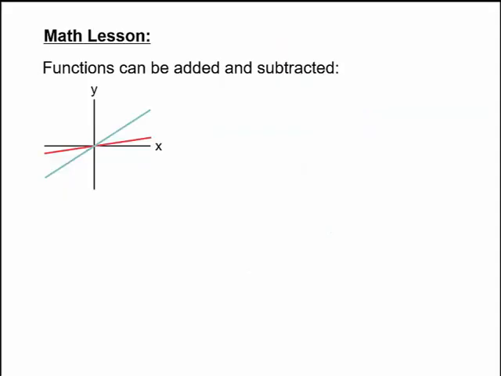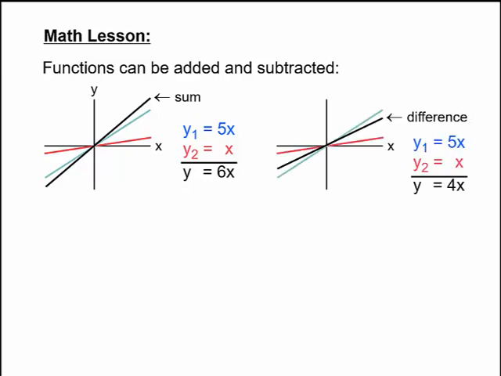So our functions, remember, they're mathematical functions. They can be either added or subtracted. So I've got some mathematical function for blue and some mathematical function for the red line, and I can add them together. So if I have 5x and x, I can add them together and get 6x, or I could subtract them. I could take 5x minus x and get 4x, a difference. Those functions do not need to be on the same origin, though.